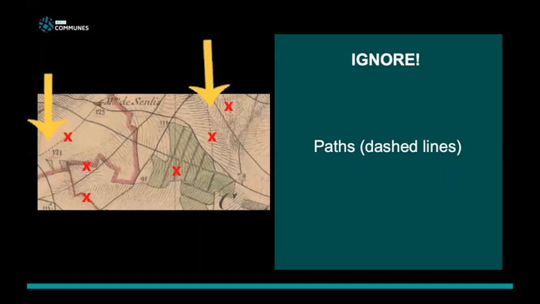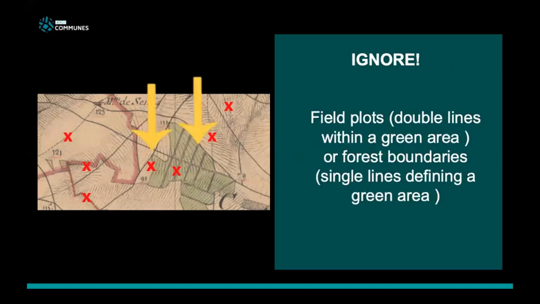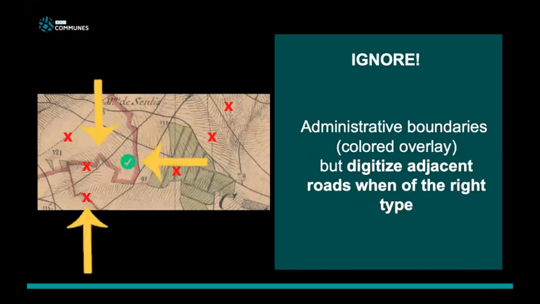You should be aware that some lines should be ignored when working on these projects. These are paths identified as dashed lines. Forest boundaries use thin black lines around a contiguous green area. Similarly, field plots within green bounded areas look similar to roads but should be ignored.